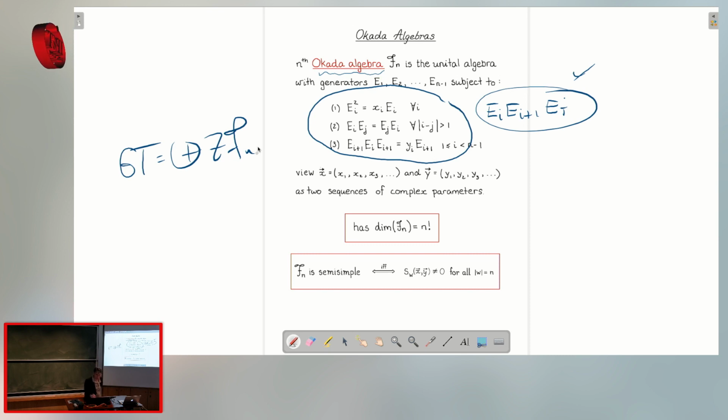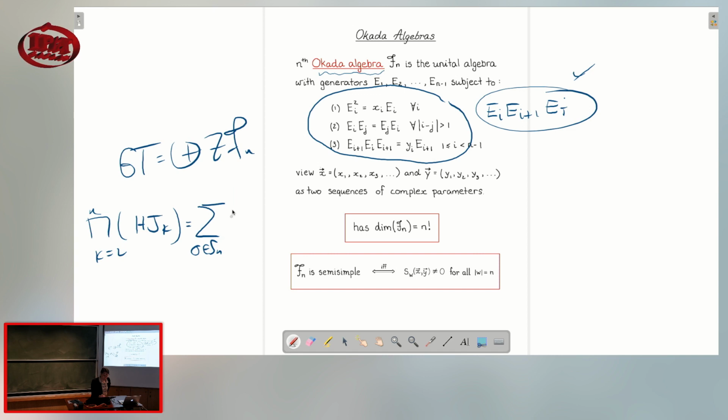Ideally you want to constrain things by imposing some kind of identity. Like in the case of the symmetric group, you have this identity that says the product of (1 + J_k t), k equals 2 to n, is the sum over all permutations, which will be 2 t to the number of cycles of sigma, right? So in order to constrain these generators, you want some kind of identity like that.